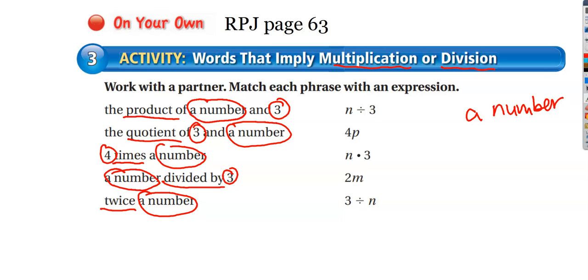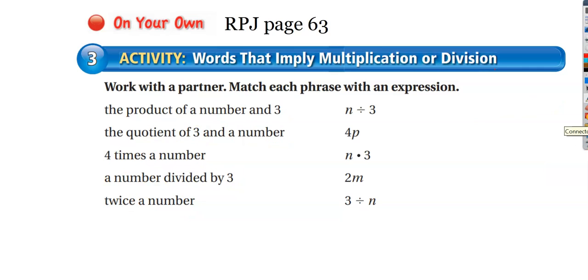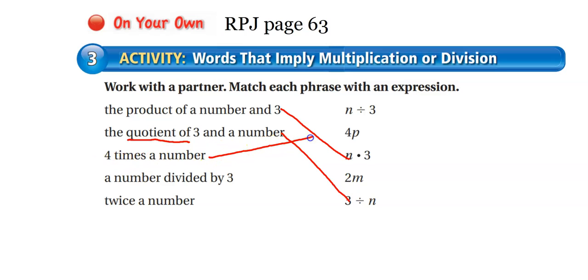I'm going to go ahead and erase this. Okay, product of a number and 3. There's the product of a number and 3. And then the quotient of 3 and a number. And so quotient, right, the order does not change. It's 3 divided by the number. And 4 times a number goes here. A number divided by 3, that's the number n with the division symbol behind it. There we go. And then twice a number is when you multiply a number times 2.